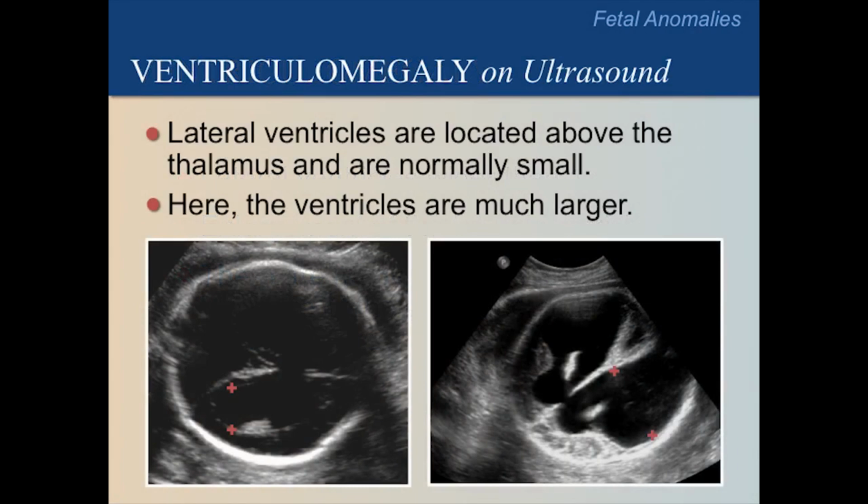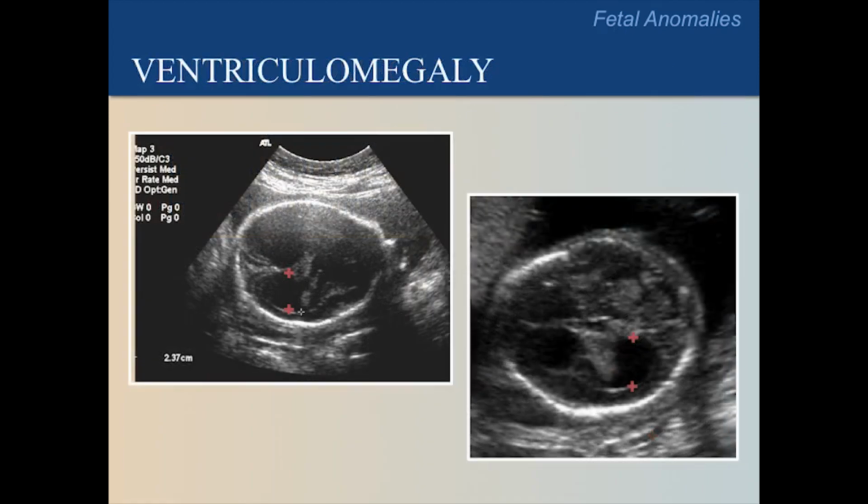Lateral ventricles are located above the thalamus and are normally small. In these images, the ventricles are much larger than 1 centimeter, which we call ventriculomegaly. Here, the red calipers mark the width of the ventricles. In these images, there's also ventriculomegaly with very enlarged ventricles, marked by the red calipers.